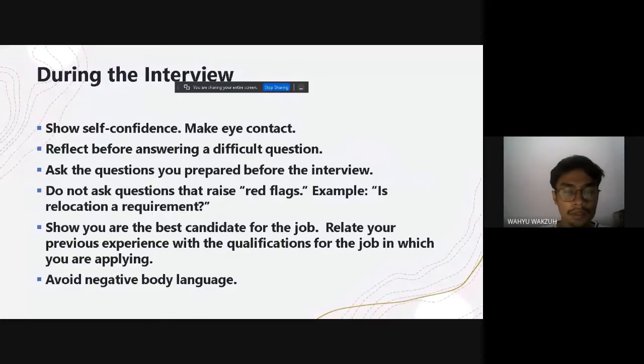Relate your previous experience to the qualifications for the job for which you are applying, and avoid negative body language. And the next is the common interview questions. Number one, the employer will ask you, why should we hire you? And you need to answer and give good reasons.